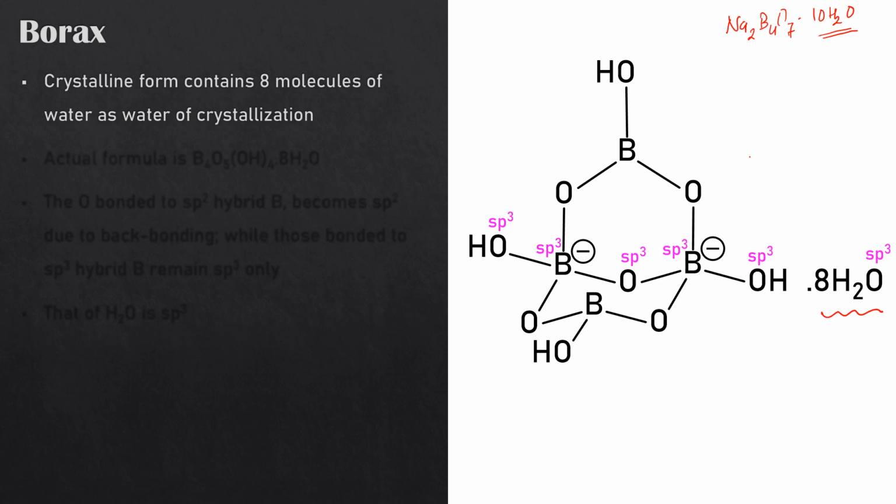The actual formula of borax, as we now realize, is B4O5(OH)4 and then 8H2O. If we try to draw that structure, it comes out as a hexagonal ring kind of structure. If you assume this hexagon, we can see there are alternately boron and oxygen present. This is how you can remember how to draw the structure of borax. You have alternate boron and oxygen atoms present, that is 6 atoms.